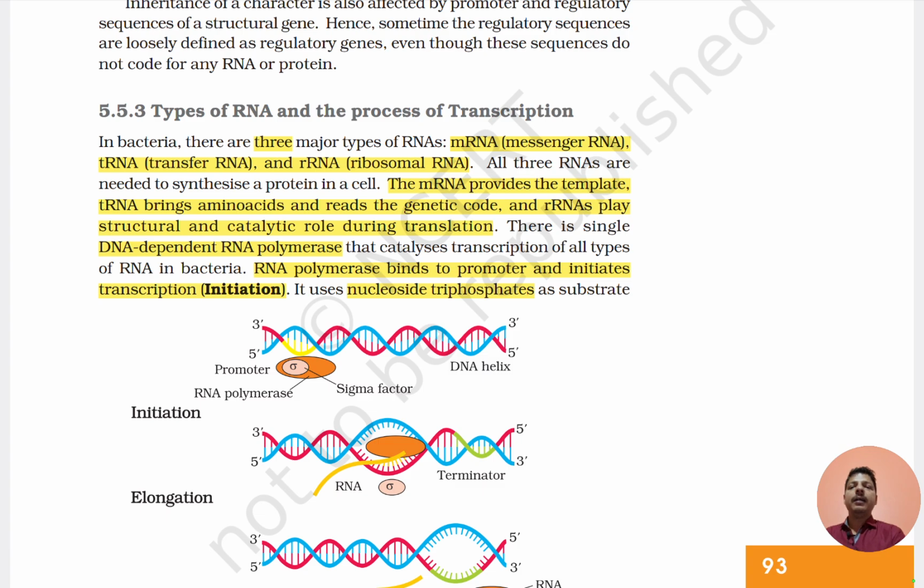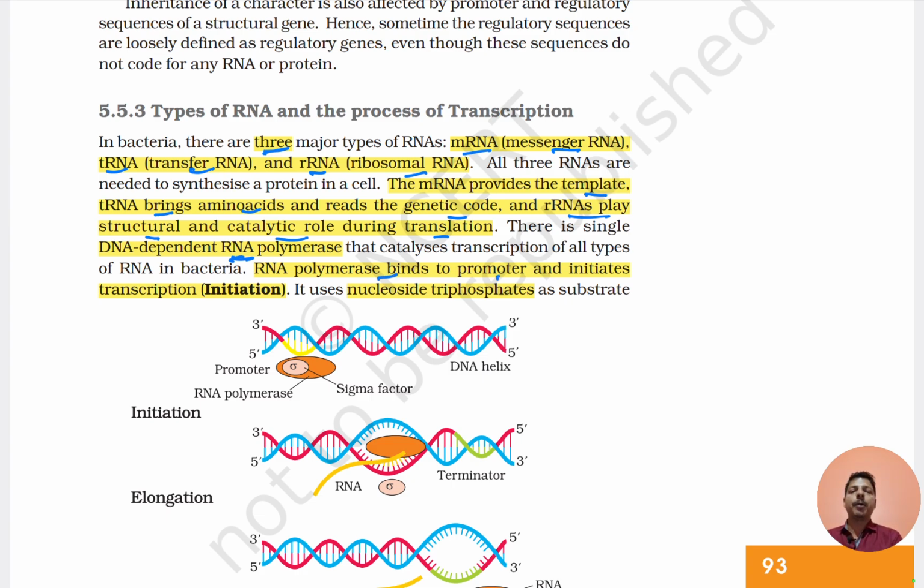And then coming to types of RNA and the process of transcription. In bacteria, there are 3 major types of RNA: mRNA or messenger RNA, tRNA or transfer RNA, and rRNA or ribosomal RNA. All 3 RNAs are needed to synthesize a protein in a cell. The mRNA provides the template, tRNA brings amino acids and reads the genetic code, and rRNA plays a structural and catalytic role during translation. There is a single DNA dependent RNA polymerase that catalyzes transcription of all types of RNA in bacteria.